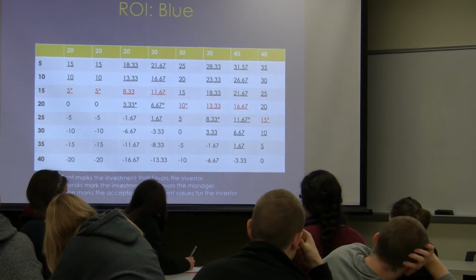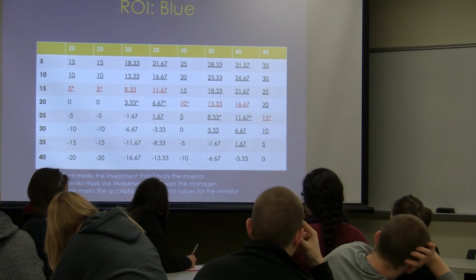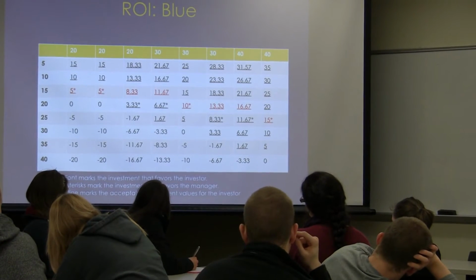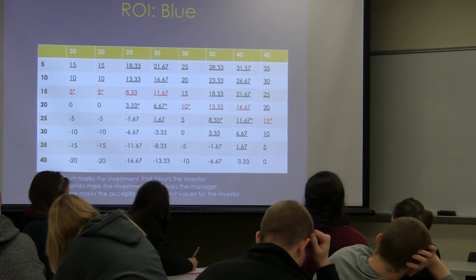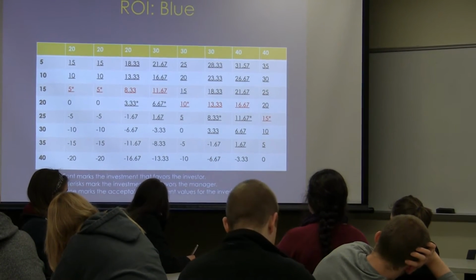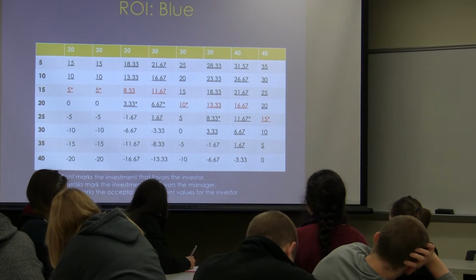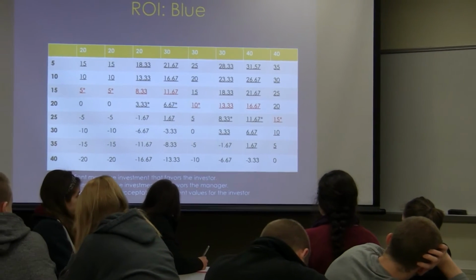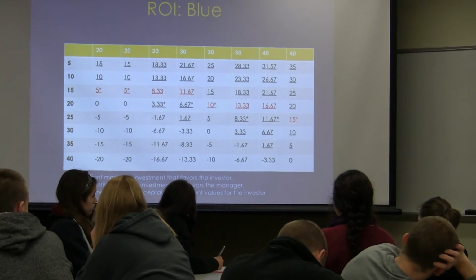So at the start of the game, it starts at the first 30, and the investor would like to invest the lowest amount that will get them the highest return. So obviously they'd want to invest $5 because they get the highest amount from that. But the manager won't like that because they won't make any money. So you have to keep that in mind.